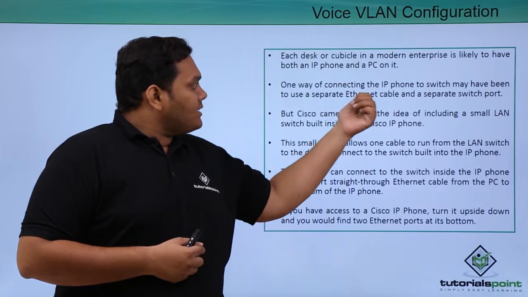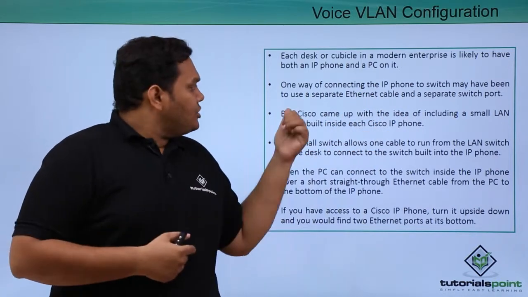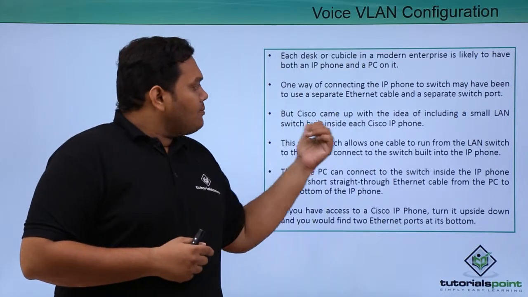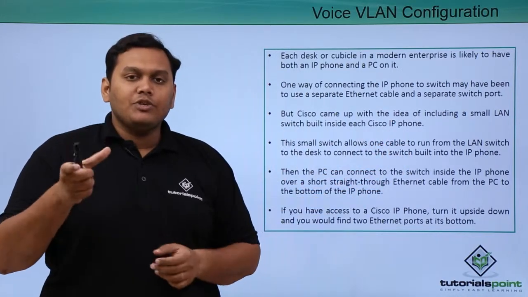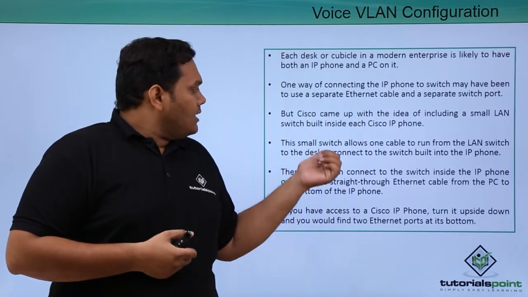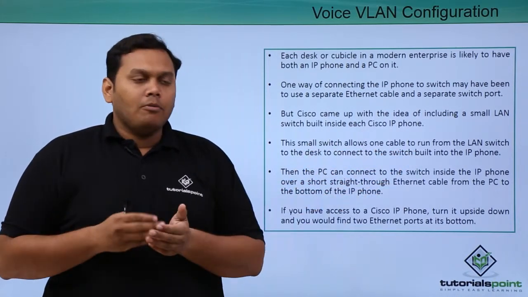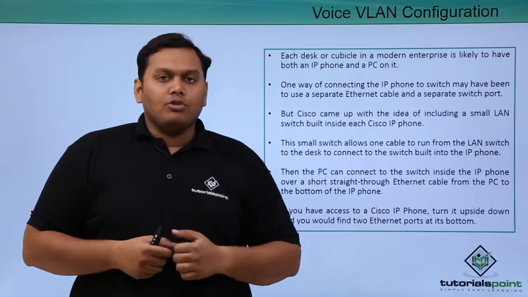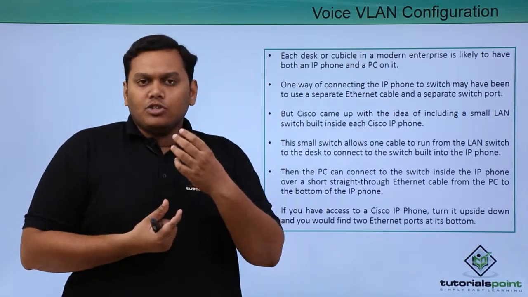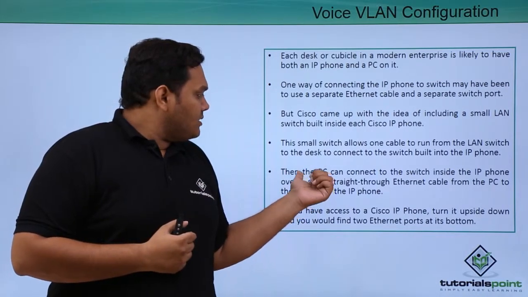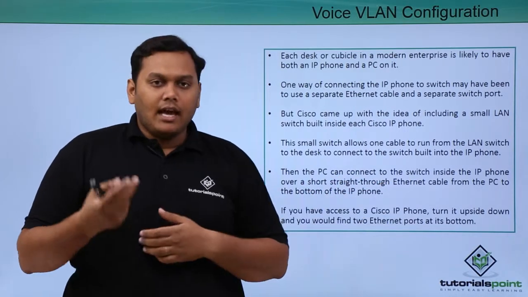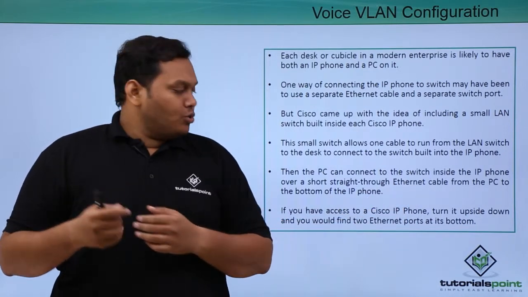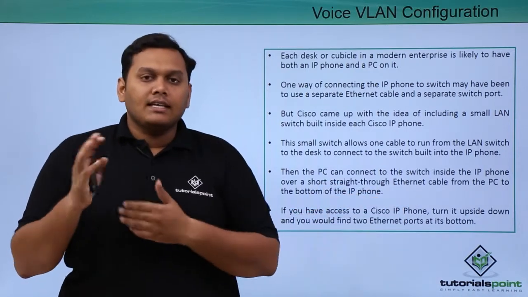One way of connecting the IP phone to the switch would be a separate Ethernet cable or a separate switch port. Cisco came up with the idea of including a small LAN switch inside the IP phone, so that one cable can run from the LAN switch to the desk and connect to the switch built into the IP phone. The PC can then connect to the switch inside the IP phone with a short straight-through Ethernet cable from the PC to the bottom of the IP phone.